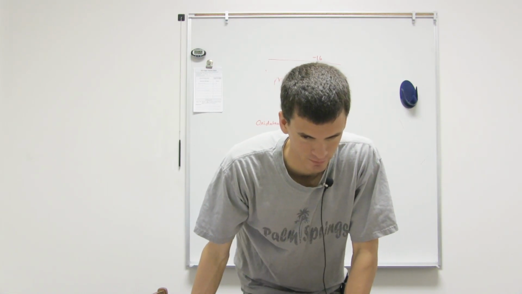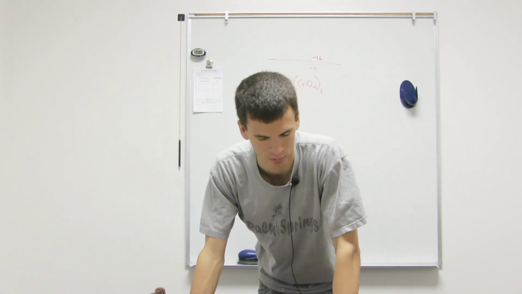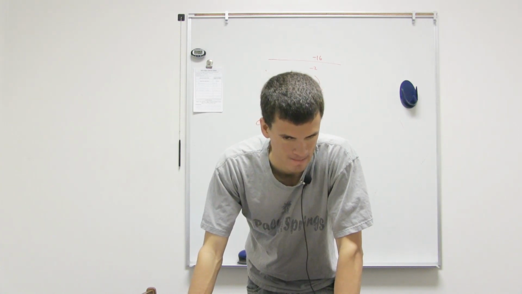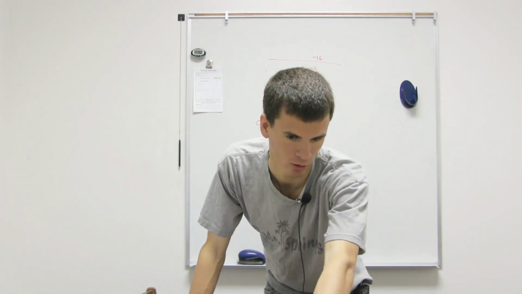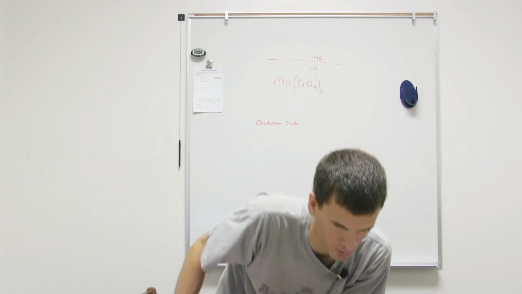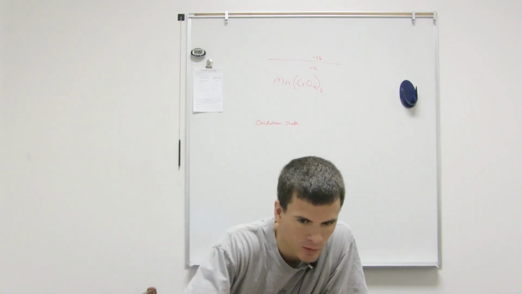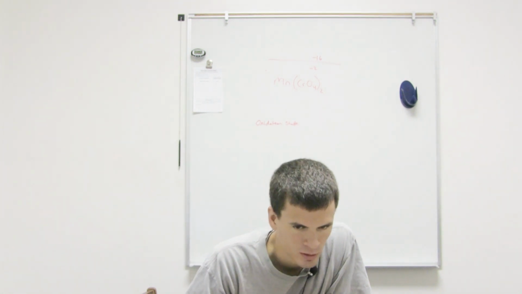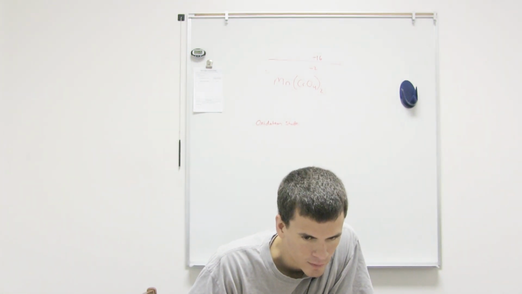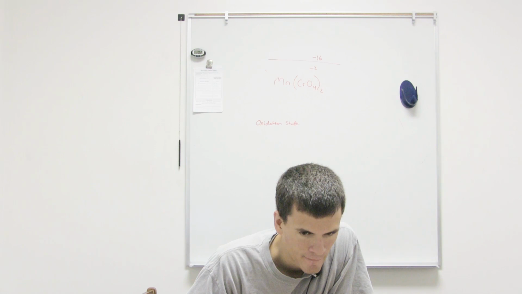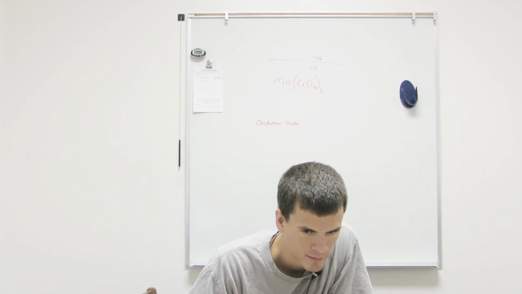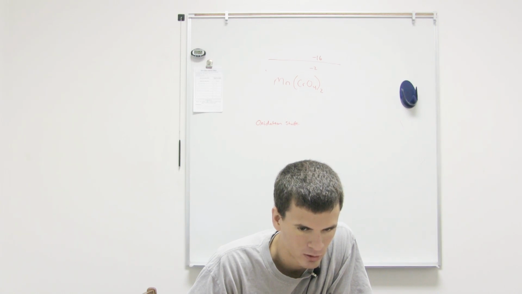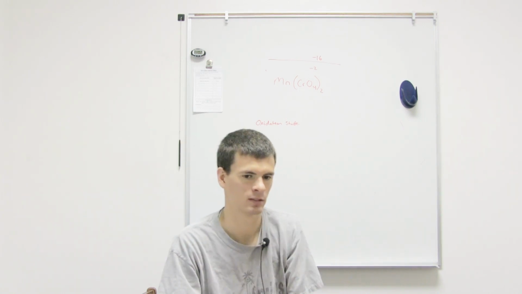CrO4, I can't remember that one. If you go to that hint and go to that table, it'll tell you the charge on polyatomic ions. CrO4 2-.